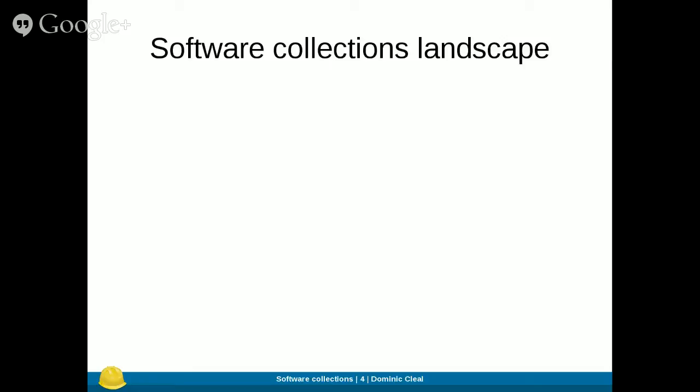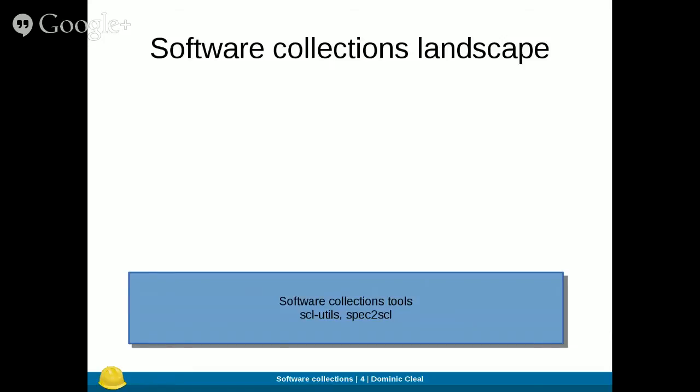So looking at what's out there today, we have the tooling at the bottom. This is the software collections tools that help you build, help you install, and activate collections. So this is focused around SCL utils, which is a package providing, say, RPM macros for building, utilities for activating collections and managing collections. There's also spec2scl, which is a development tool for converting RPM spec files to a software collection enabled spec file.